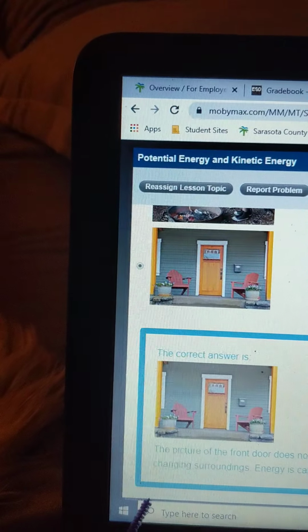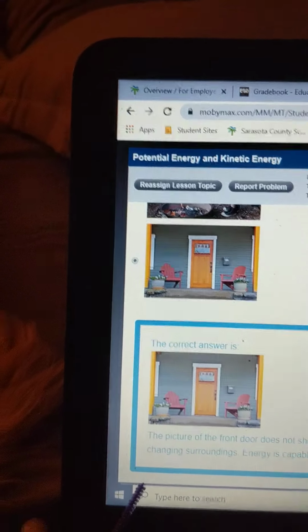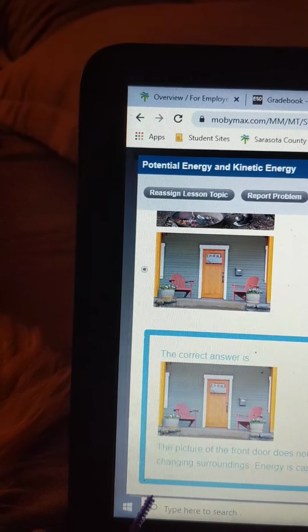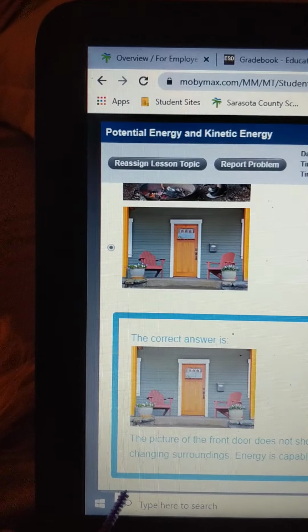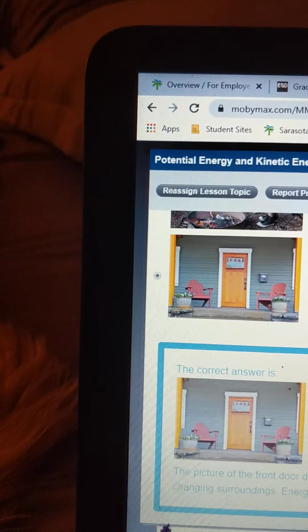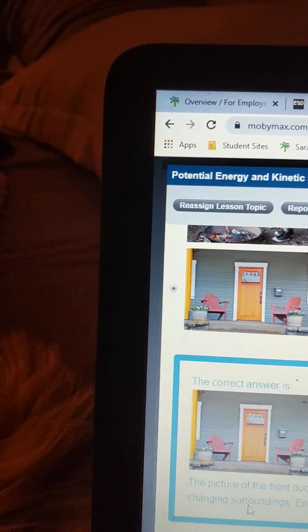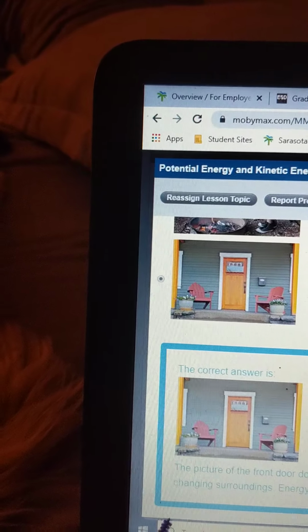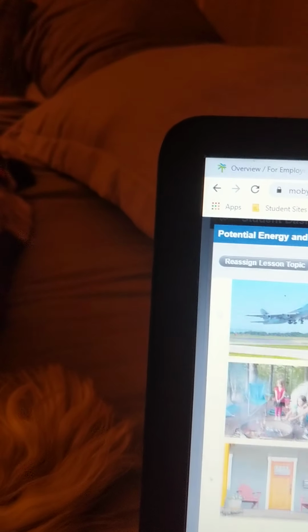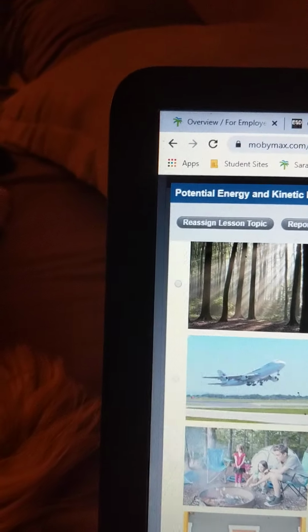Picture of the front door does not show work, a changing object, nor changing surroundings. Energy is capable of doing any of these three things. So energy can change an object, it changes the surroundings, or it's showing work. Which one is this airplane showing? If you said showing work, you're correct.